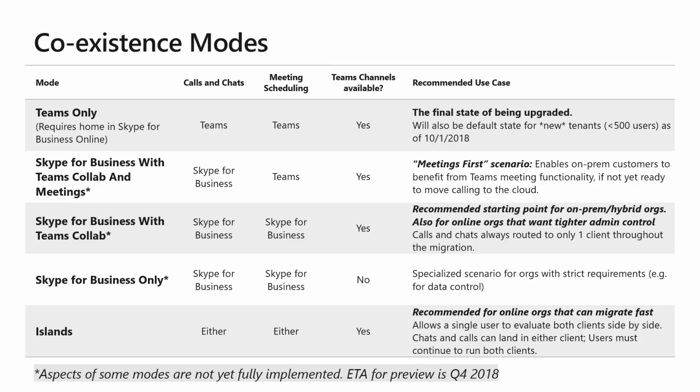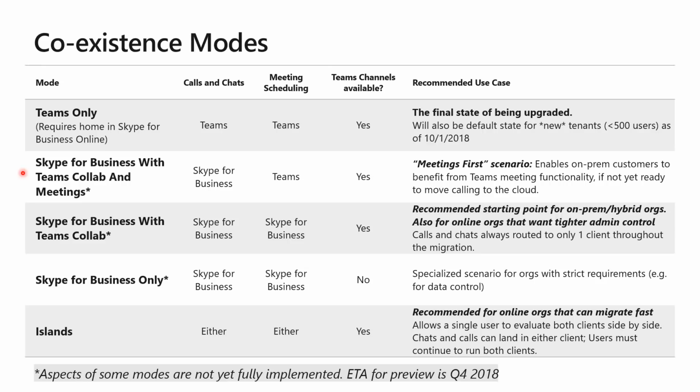Now, the next 3 modes that we see here all kind of go hand in hand together. These are all of what we call the Skype for Business star, or the Skype for Business modes. The first one here is Skype for Business with Teams Collab and Meetings. The big scenario that we have here is with Skype for Business with Teams Collab and Meetings mode, also known as our Meetings First scenario. Calls and chats are initiated from and received in the Skype for Business client. Meeting scheduling and collaboration features are available within the Teams application itself.